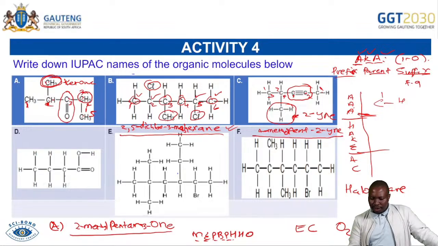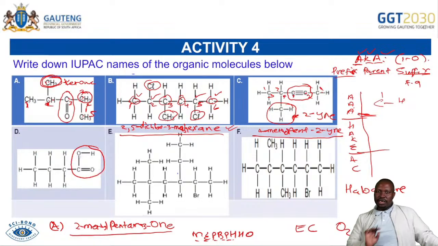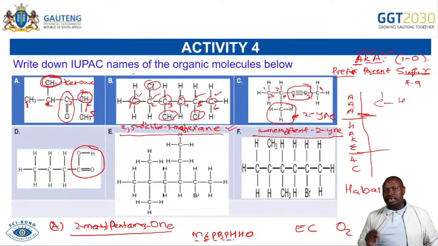Let's look at this one. Number D, you can see the functional group there, the COO there. C double bond O and then OH. See, it's tricky written, but you can see that this is C double bond O and then OH. You are able to see this is a carboxylic acid. The name must end with oic acid.